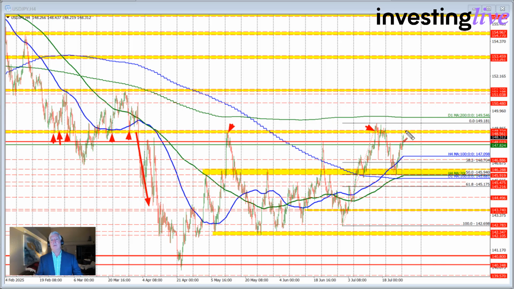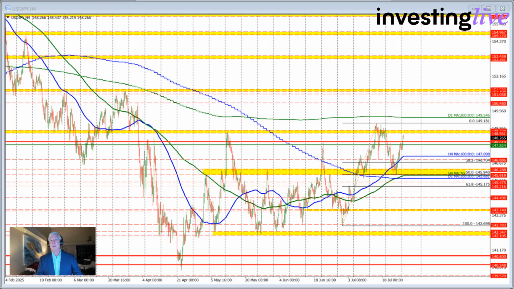So be aware of that area right through here as a next key target on the top side to get to and through. If we do get above that level, then we look toward the high price that we saw just 2 weeks ago at the 149.18 level, and then we start to focus on the 200-day moving average. That's a green line in the chart right through here.